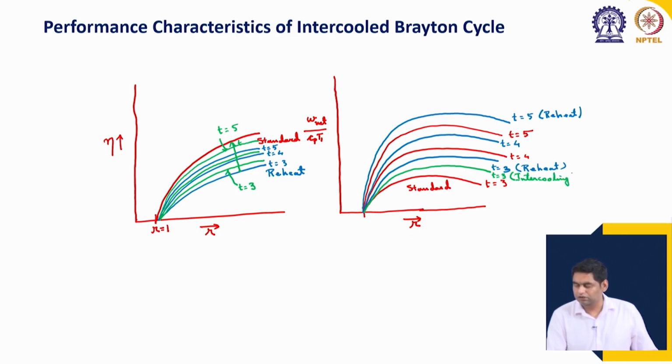Then we should compare these three, right, this T equal to 3, T equal to 3 and T equal to 3. Similarly, for T equal to 4 we should be in between these two. Okay, there is no crossover here. So, T equal to 4, again we should compare these and these. And similarly, for T equal to 5 we get a slightly lower value as compared to the reheat cycle, but significantly higher value compared to the standard cycle.